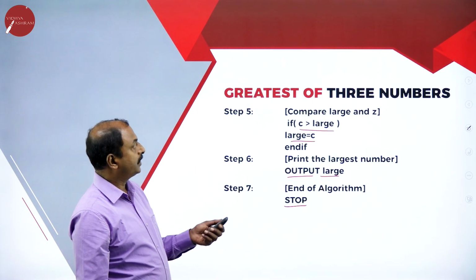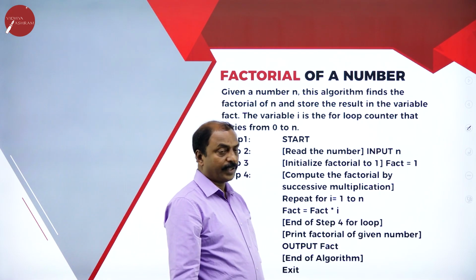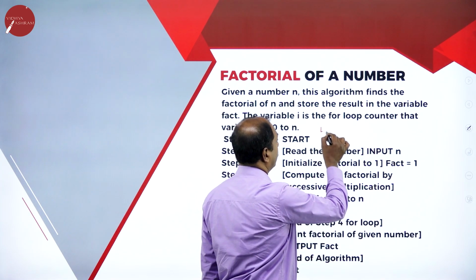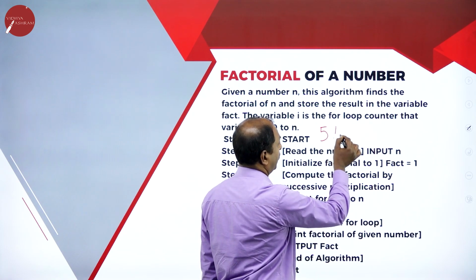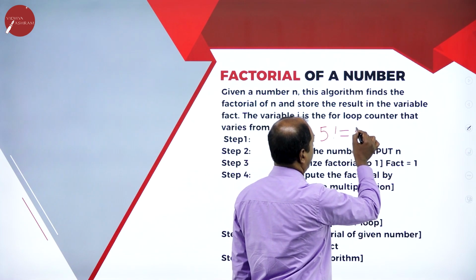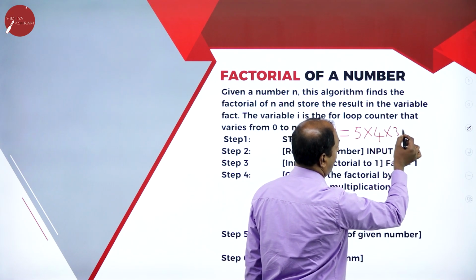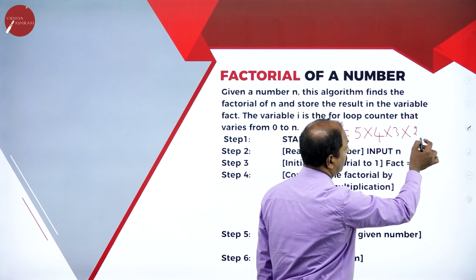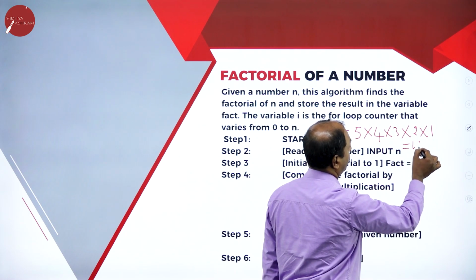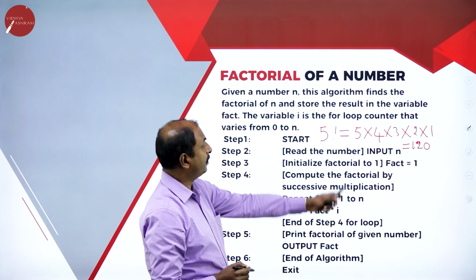Now let us see another algorithm, that is factorial of a number. So what is factorial of a number? Here, for example, let us take an example of a number 5 factorial. So 5 factorial is equivalent to 5 into 4 into 3 into 2 into 1. So you will get 120. So 120 is factorial of a number 5.